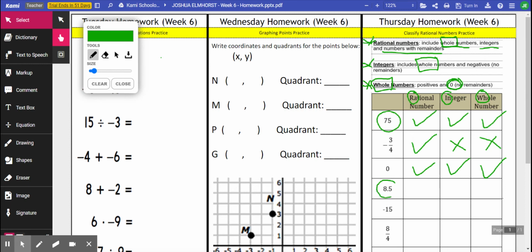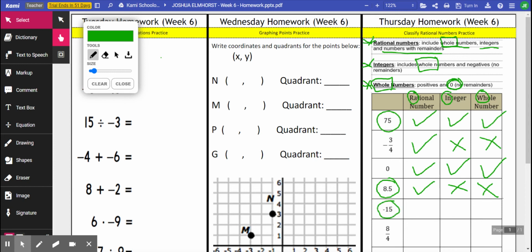So you take a look at 8.5. Now 8 is a whole number, but because of the 0.5 it is not a whole number. And so if it's not a whole number, then it cannot be an integer. Then it only fits into our classification of rational numbers.